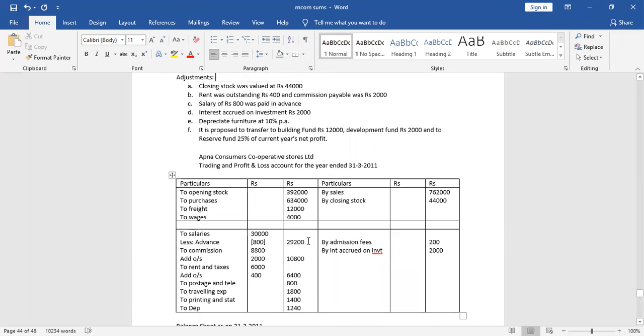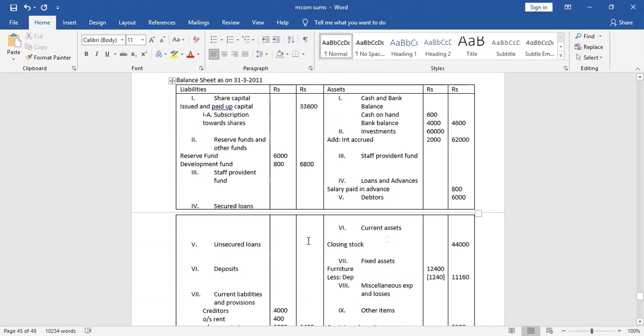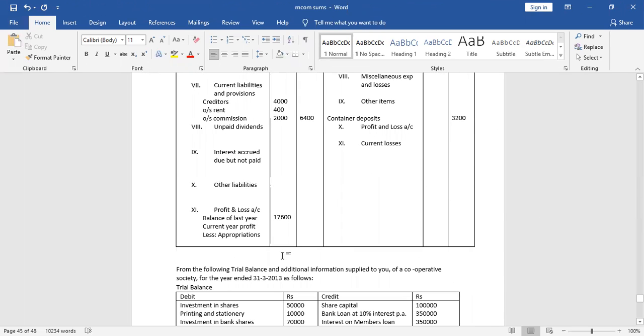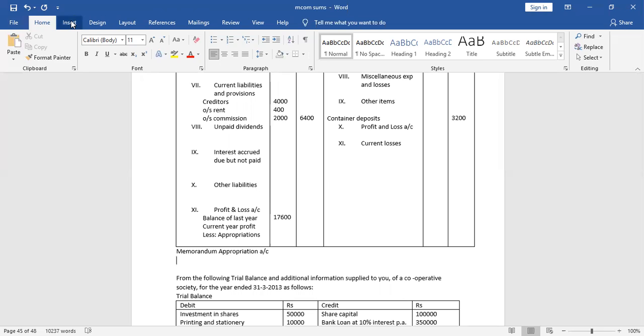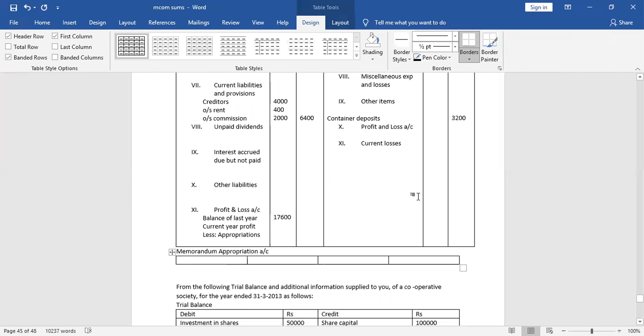Now appropriation: building fund 12,000, development fund 2,000. For the reserve fund, we need the current year profit. So we prepare this and keep it. The current year profit we will get only when we are able to prepare the memorandum appropriation account. Appropriation account. So how will this be?